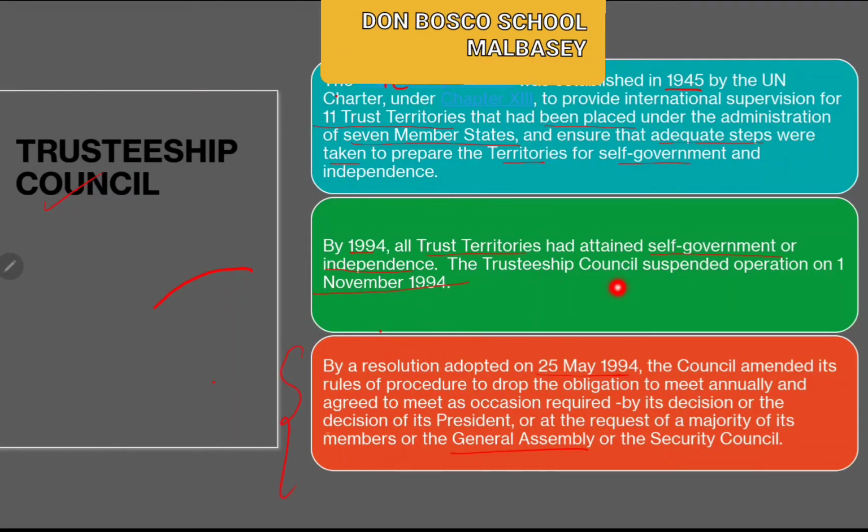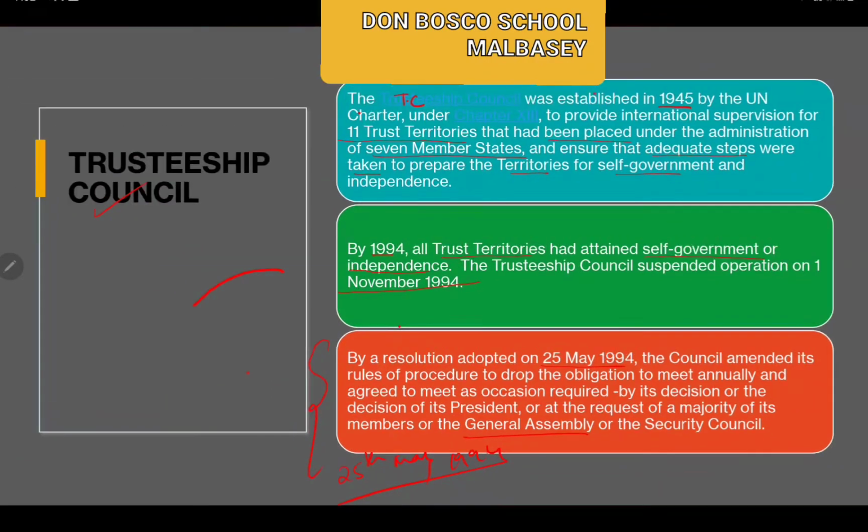Now this is the change of 25th May 1994, that they now want to meet not annually, but whenever the President of the Trusteeship Council requests, or its majority requests, or when the General Assembly calls for it, or when the Security Council calls for it, they will meet. These are the things that the Trusteeship Council did. Now moving forward.